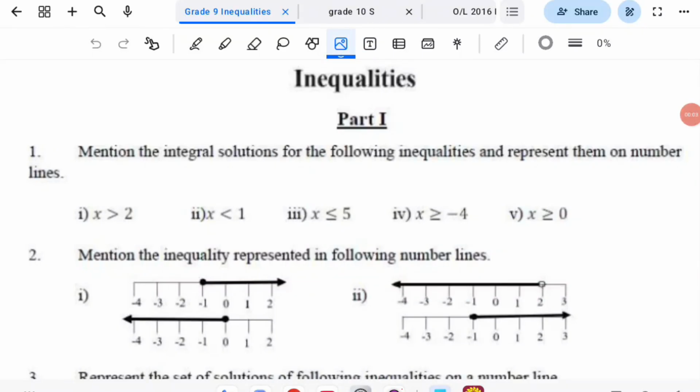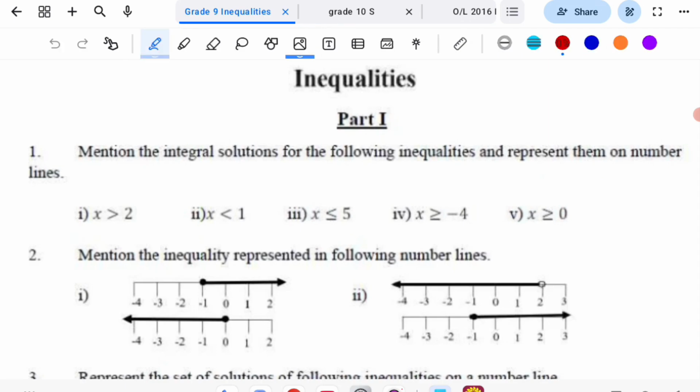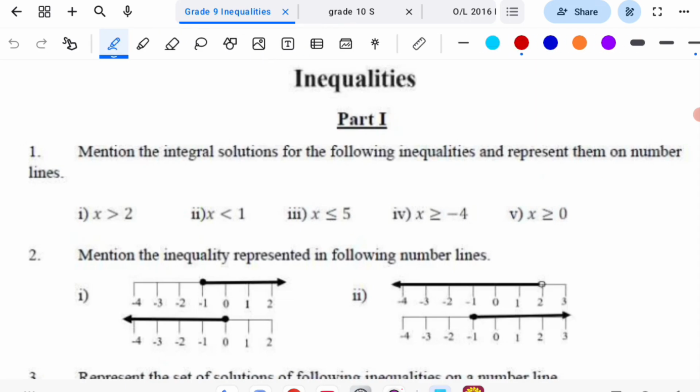Part 1, question number 1. Mention the integral solutions for the following inequalities and represent them on a number line. We have to consider integral solutions. Integral solutions means we have to consider only whole numbers.